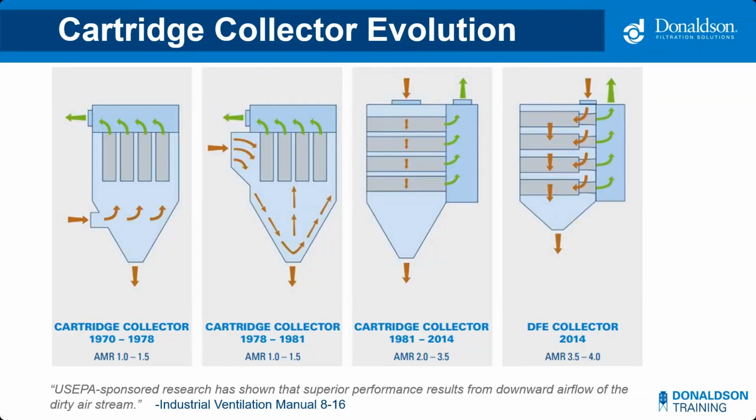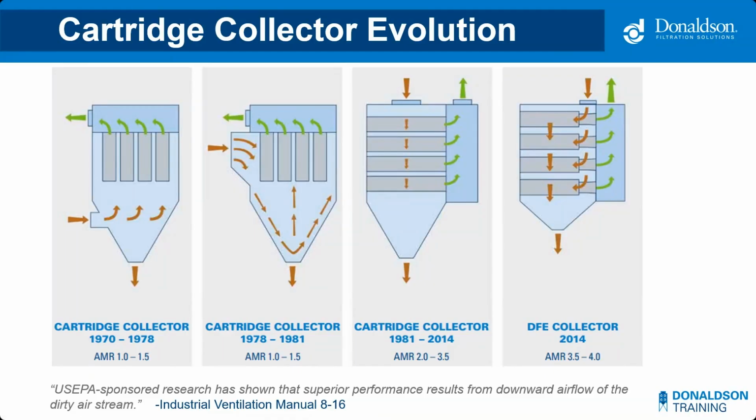Majority of our dust collectors have been horizontal since the early 80s. And the reason for that is the downflow, using gravity to help us move that dust through the filters. And through airflow testing, it's actually in the vent guide that we showed earlier, US EPA sponsored research has shown superior performance results from that downward air in the dirty air stream. So the first iteration, the dirty air came in right over the top of the filters. Clean air goes out the clean air side.